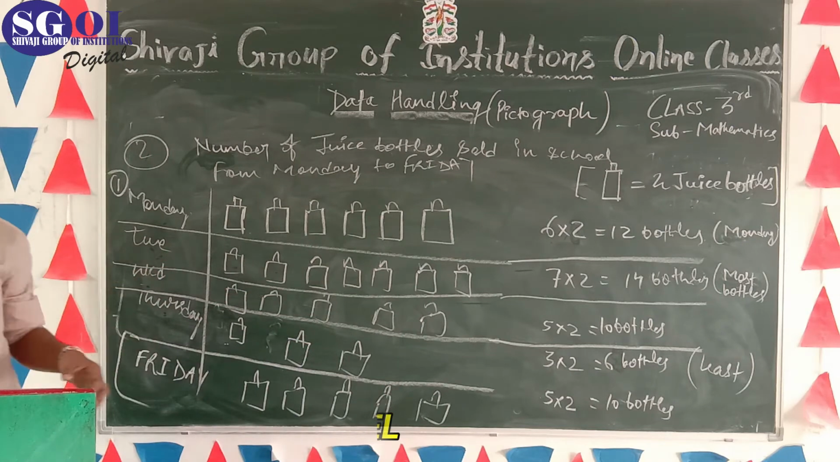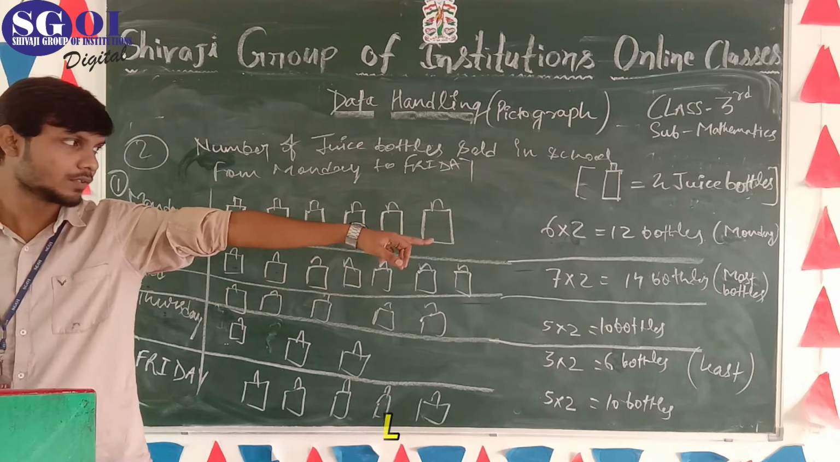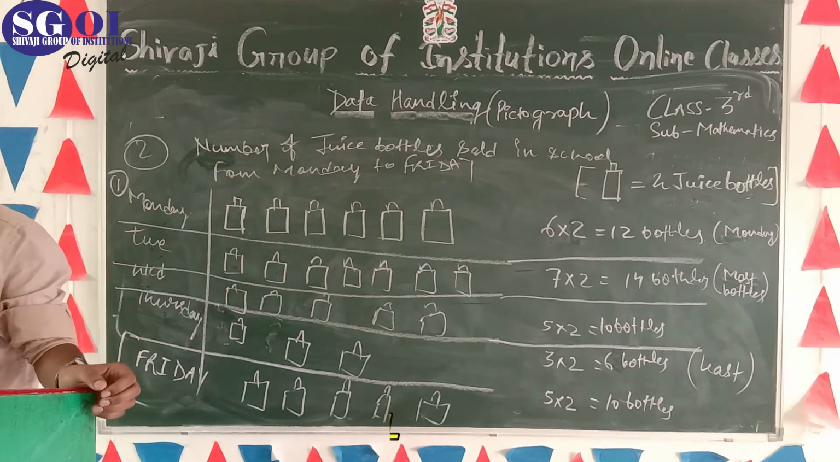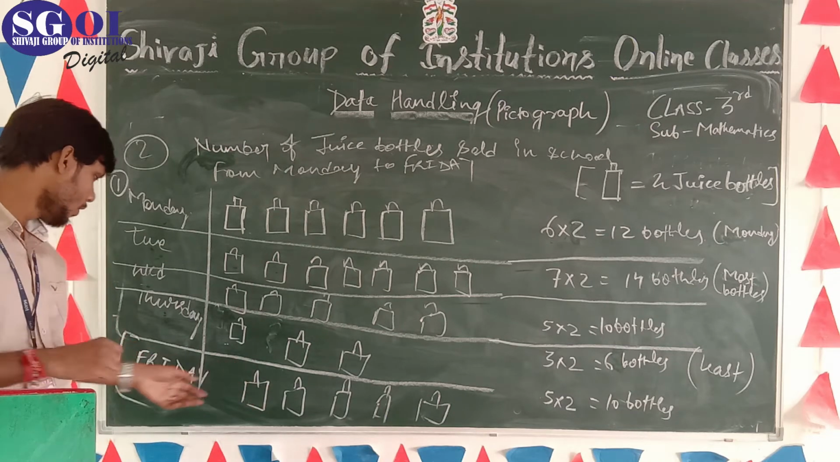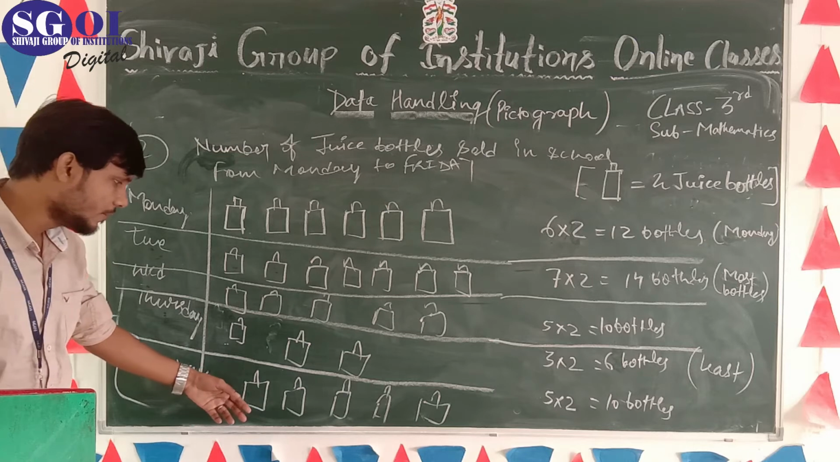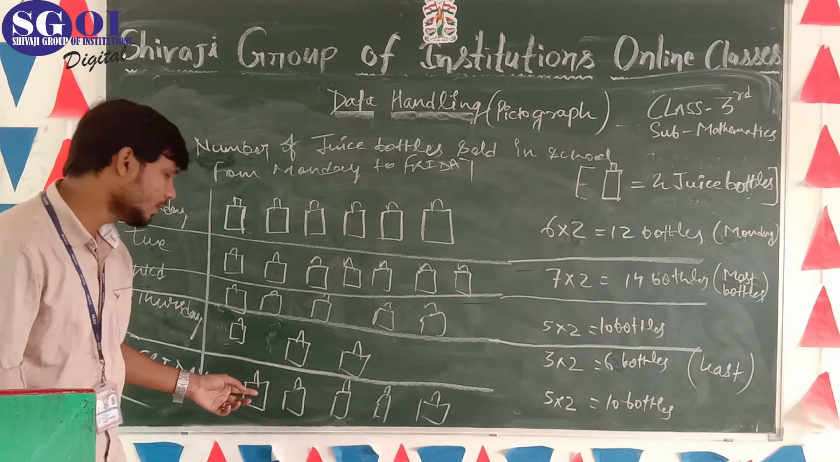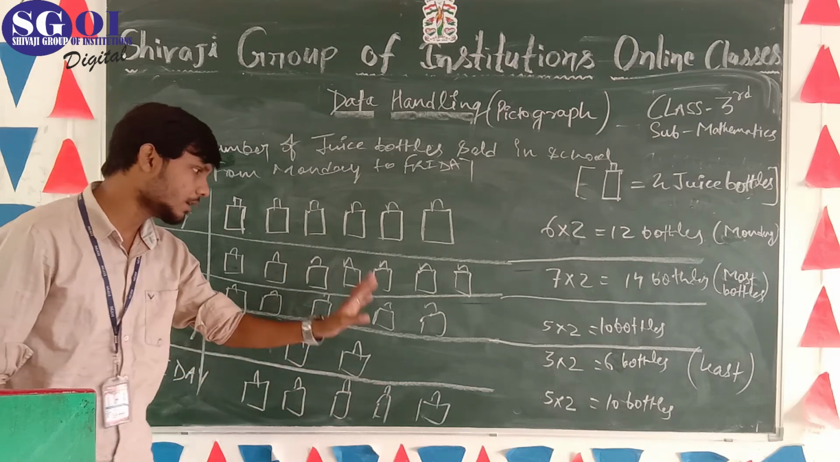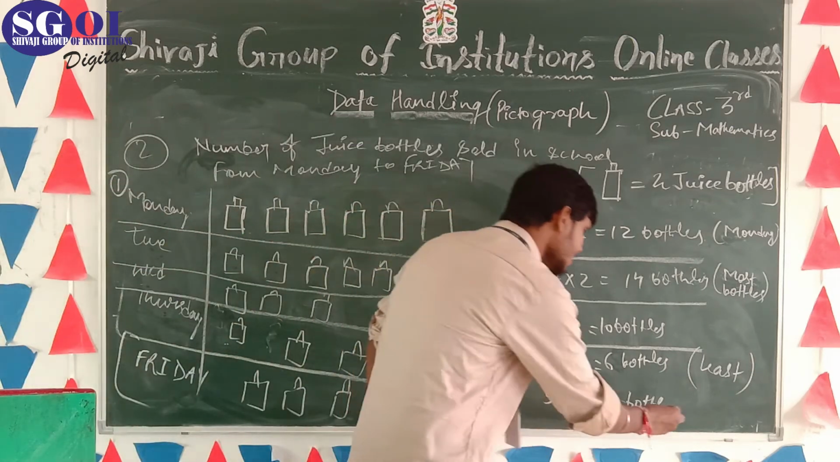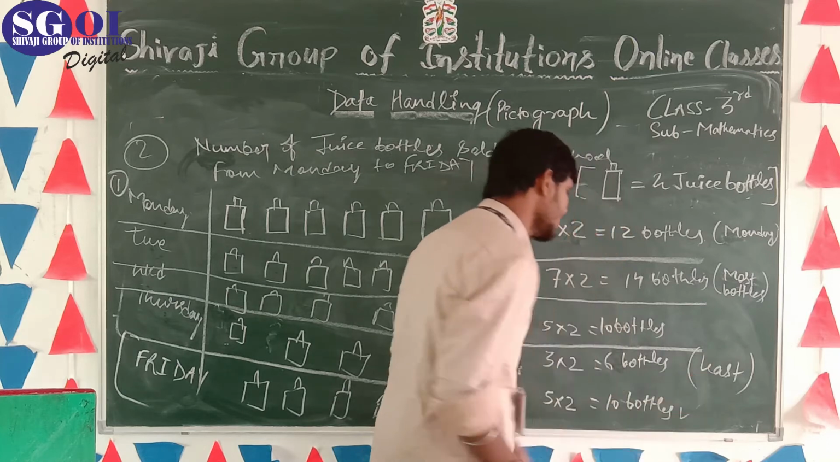On Tuesday. See, 7 twos are 14 bottles. How many bottles were sold on Friday? On Friday, because there are 5 bottle pictures and 1 bottle means 2 juice bottles, it means 2 5s are 10. Answer is 10 bottles. So this is the last answer.